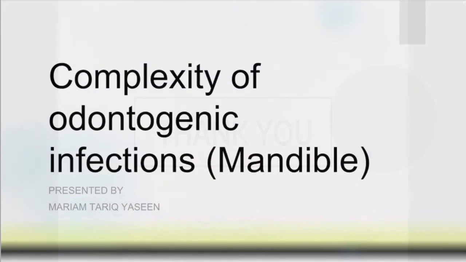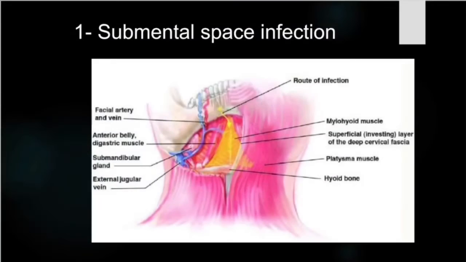My name is Mariam and I'm going to explain the complexity of odontogenic infections in the mandible. Submental space infection. It is infected because of infection from anterior mandibular teeth or spread of infection from the lower lip, skin around the cheek, floor of the mouth, tip of the tongue, and sublingual tissues. It contains submental lymph nodes and the anterior jugular vein.